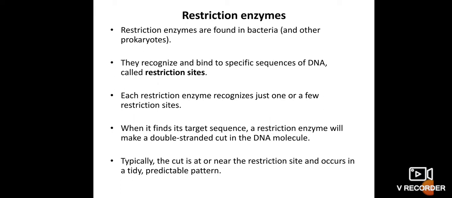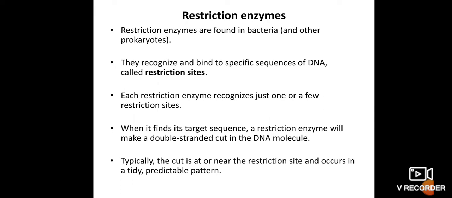When it finds its target sequence, a restriction enzyme will make a double-stranded cut in the DNA molecule. So DNA is double-stranded, you all know that. So it makes the double-stranded cut; in both the strands, it will make a cut. Typically, the cut is at or near the restriction site. At the restriction site, it may cut the DNA, or somewhere near the restriction site. And the cut occurs in a tidy and predictable manner.